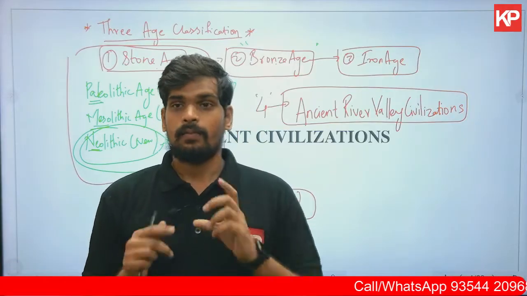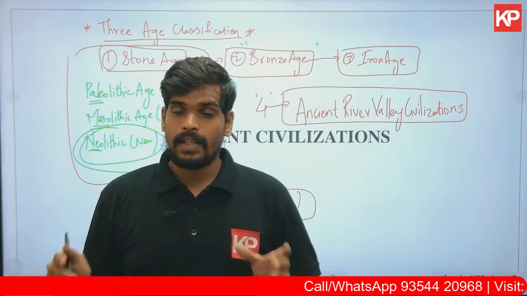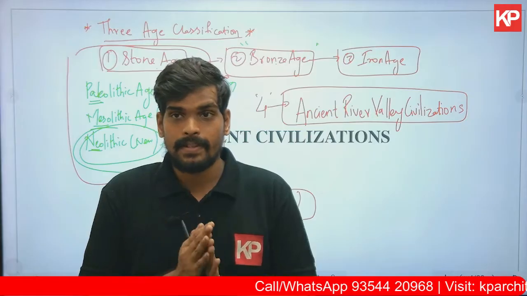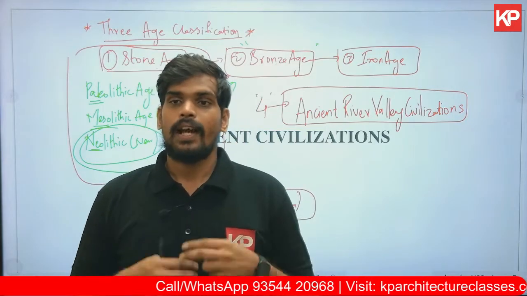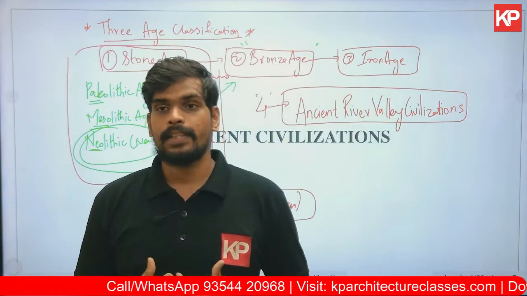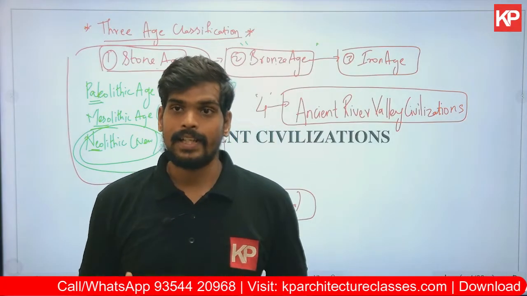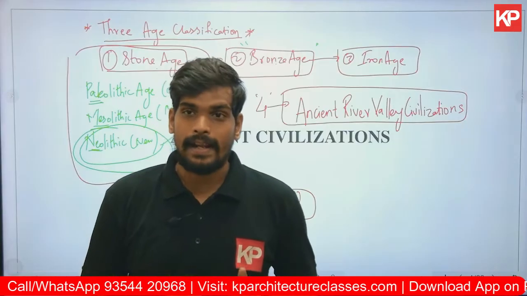Now we understood what is the three age classification. We also understood that the river valley civilizations which we are studying, they belong to the Bronze Age. That is point number one. Point number two, I told you the meaning of civilization. It is basically a group of cities or permanent settlements where people settle down and rely on agriculture.